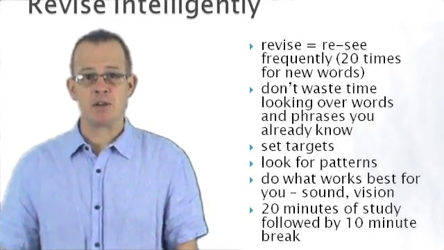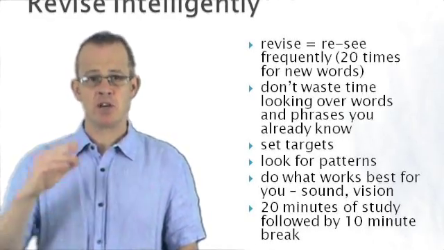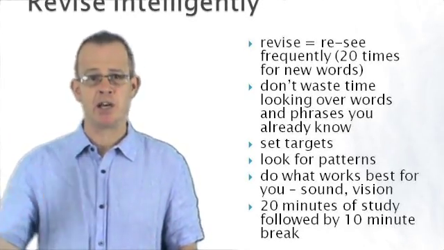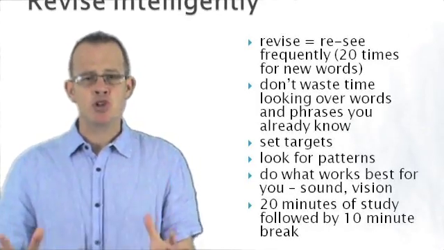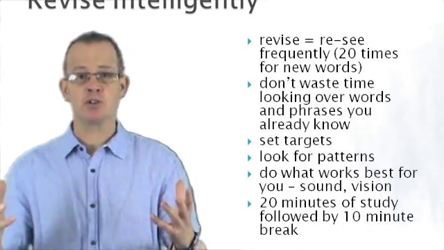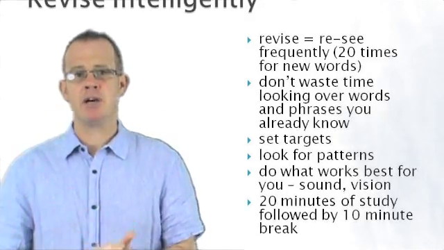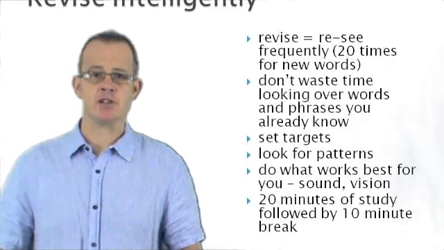That also brings me to how long you should study for. 20 minutes and then a 10-minute pause. 20 minutes of hard work, really concentrating on what you're doing, and then 10 minutes of playing air guitar and dancing around the room, whatever you'd like to do. Finally, choose the revision technique which is best for you. You might be a visual learner, so it might be making mind maps. You might be an auditory learner, so it might be about recording yourself on your MP3 player, saying the words that you need to revise.